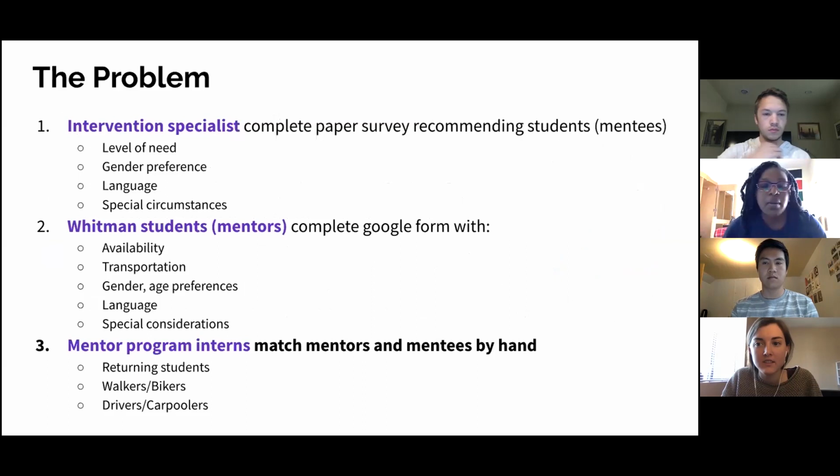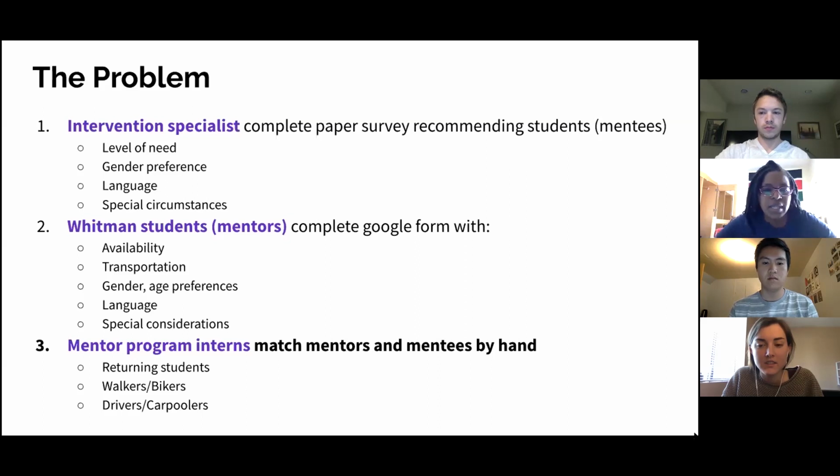So a little bit about the process. What they've been doing is they've had intervention specialists at the elementary schools who complete paper surveys recommending students to be mentees in the program. And then we have Whitman students who complete a Google form with the information on availability, transport, gender, age preferences, language, and any special considerations they might need. And then finally, the mentor program interns match mentors and mentees by hand.